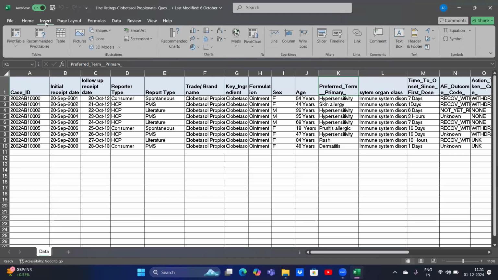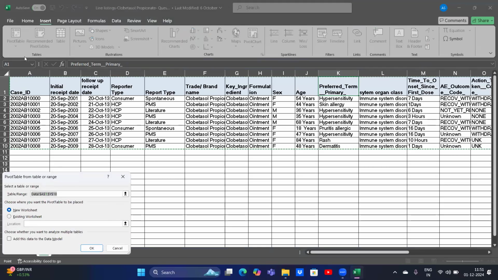See, if you go to insert, there is a pivot table. So from table range, it will ask. You can select this and then it will ask for the table range. So they have taken A1 to Y10. So it is fine, I think. Only one he is taking, Y10 only.